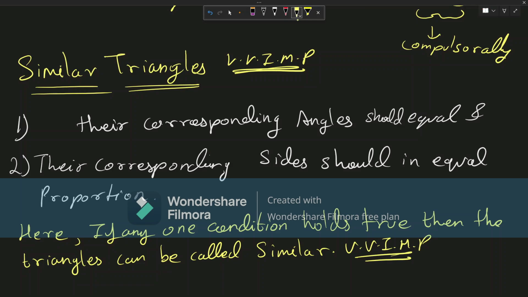In case of polygons, both conditions should hold true. That is, the corresponding angles should be equal and the corresponding sides should be in equal proportion. And if any one of the conditions is not satisfied, then the polygon is not similar. But in triangles, if any one condition holds true, either the corresponding angles are equal or the corresponding sides are in equal proportion, then the triangles are said to be similar. And that is all.